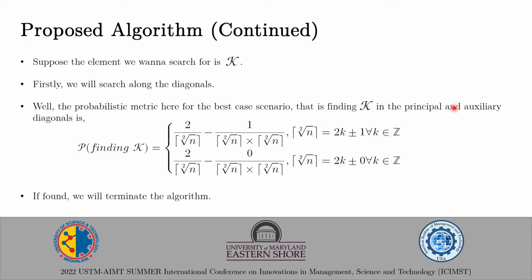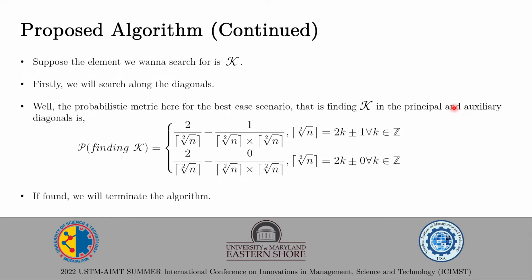If we have an n cross n matrix, the number of elements present in the diagonals can be easily counted. Similarly, for an n cross m matrix, it can also be counted. So firstly, we will be running a search along the diagonals, which is bound to take some constant time, since we know that the number of elements on the diagonals is constant.